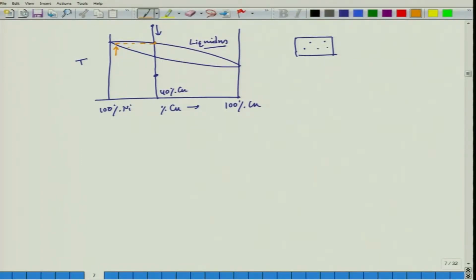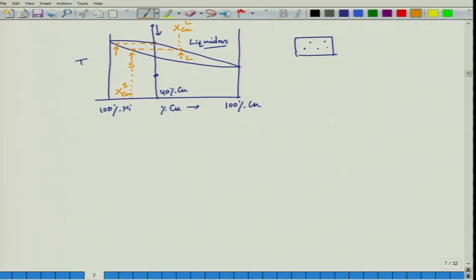Now, if we cool it down further, so if I reach this temperature, we will see that there would be a liquid phase and there will be a solid phase, and the liquid would have composition here and solid would have composition here. This is solid, this is liquid. Here it is basically nothing but the composition, X copper solid, and this we can say is X copper liquid.